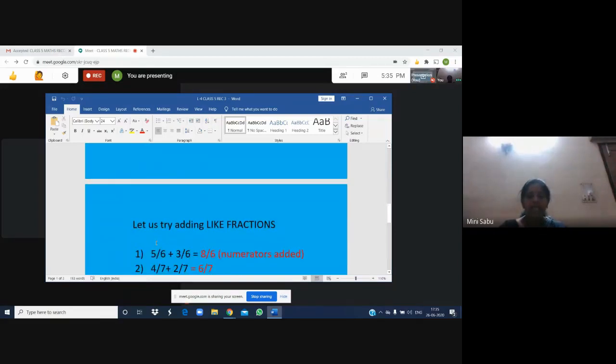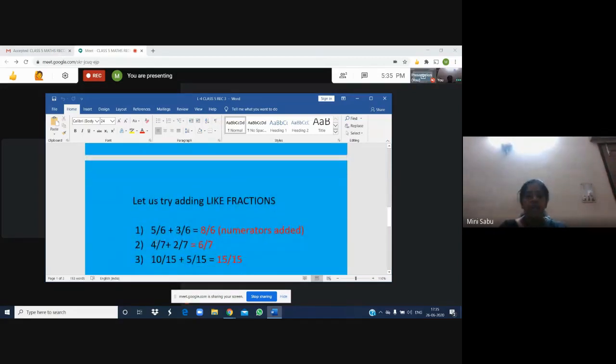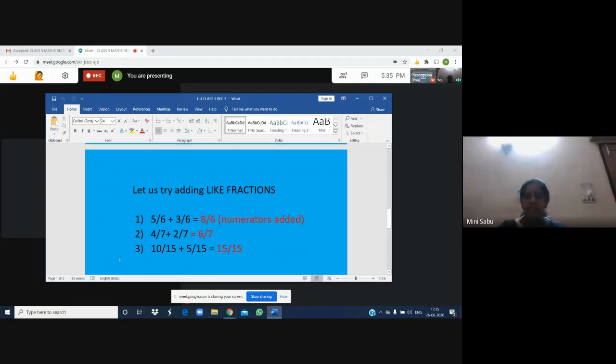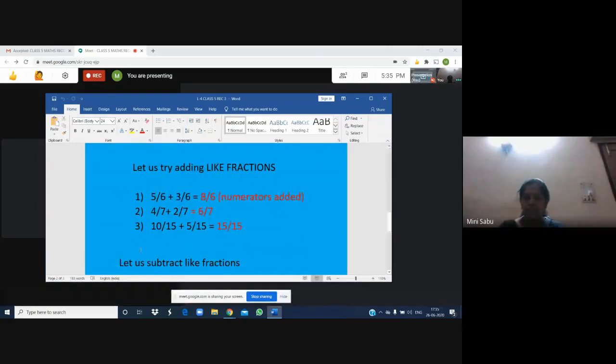Okay. Now, as I told in the beginning, yesterday we discussed like fractions. Children, do you remember what are like fractions? Fractions with the same denominator are called like fractions. So, adding or subtracting like fractions is very simple. Yesterday in the class we did it also. I explained it, but I did not give you any question.